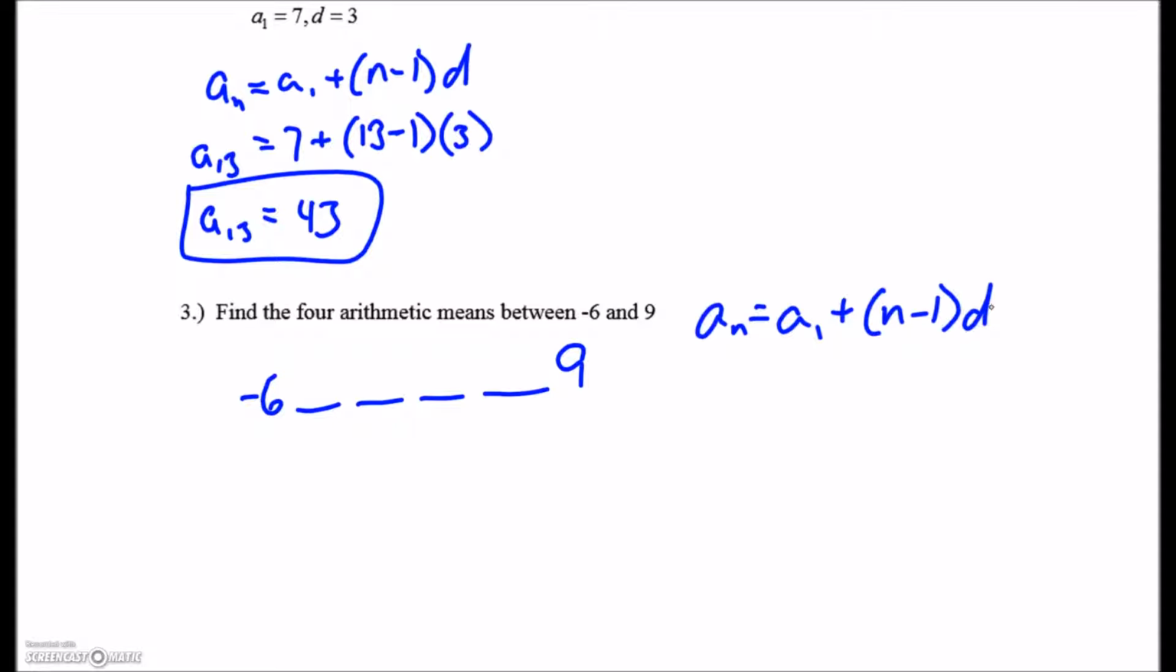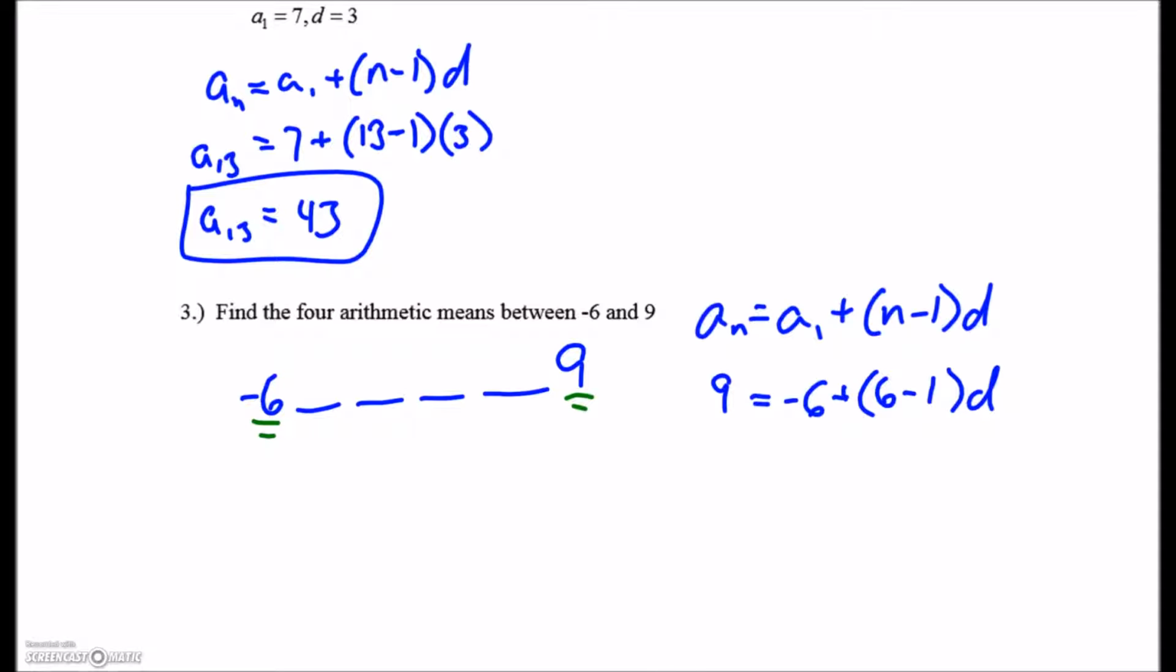And keep in mind, when we look at a sub n versus a sub 1, a sub 1 is the first term, a sub n is the last term, so the first term here is the negative 6. The last term is the positive 9, so that's my a sub n. And then the n value is how many terms I have. Well, I count up, including the blank spaces, those terms I don't know what they are yet. When I count those up, I have a total of 6 terms here, so the n value is a 6.